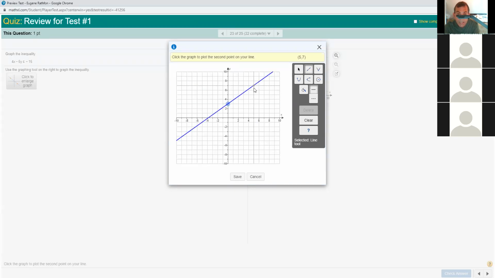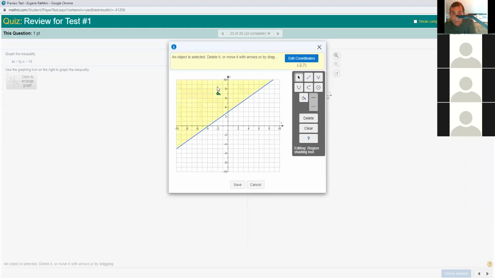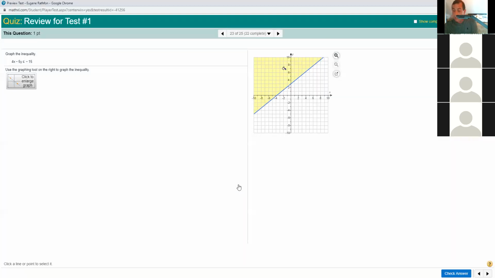So there's 5, 7. Now, to shade on here, you take the little paint can and stick it on the upper part. And then it shades it for me. And then I would save that and move on, okay? So remember, to shade it, you use the paint can, click it, and put it where you want to shade.